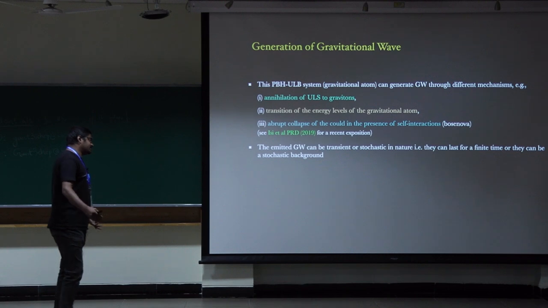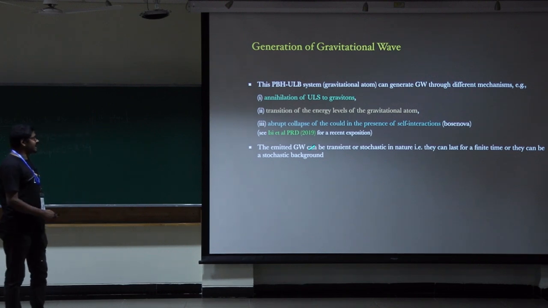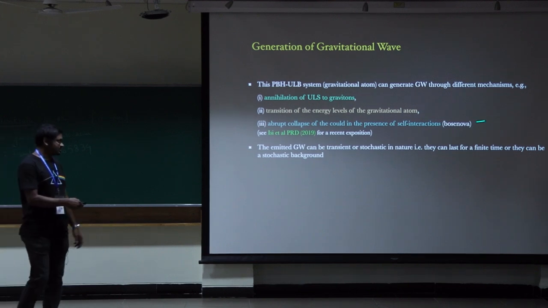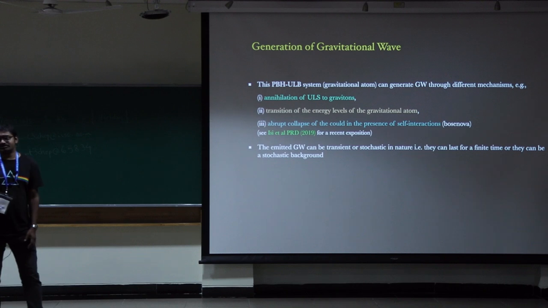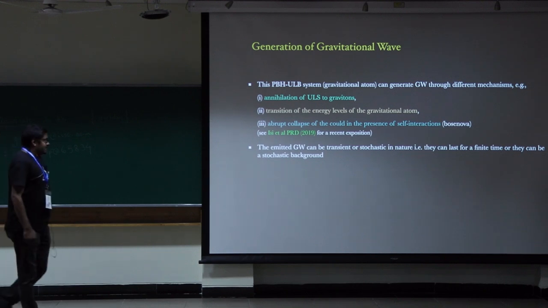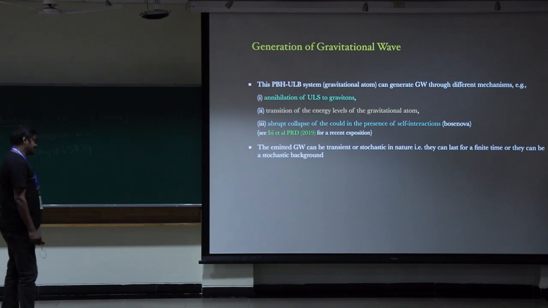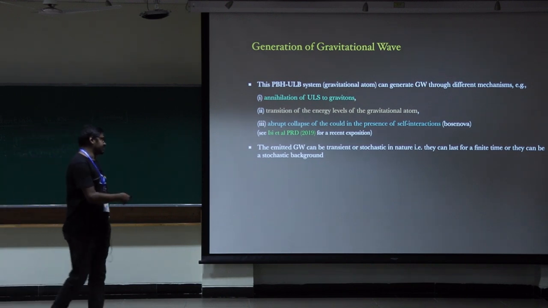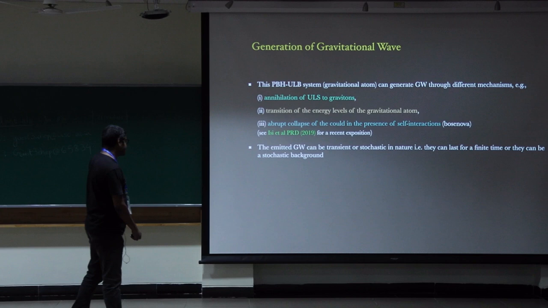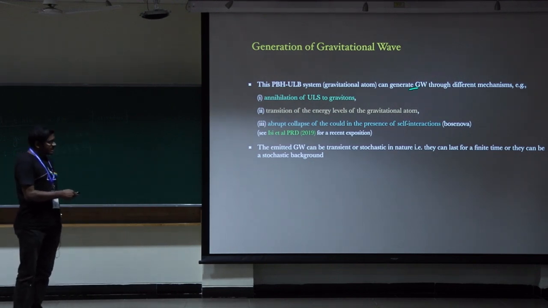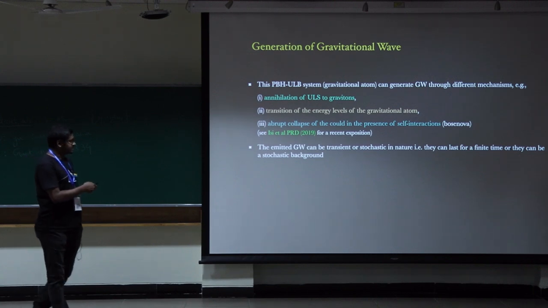And the most interesting one is the abrupt collapse of the cloud in the presence of some kind of self-interaction, and this is funnily called a Bose nova, in the spirit of supernova. So anyway, you can look at these references for detailed discussions about these emissions of gravitational waves. Now, as I said, there are three main ways that gravitational waves can be generated from such a system.